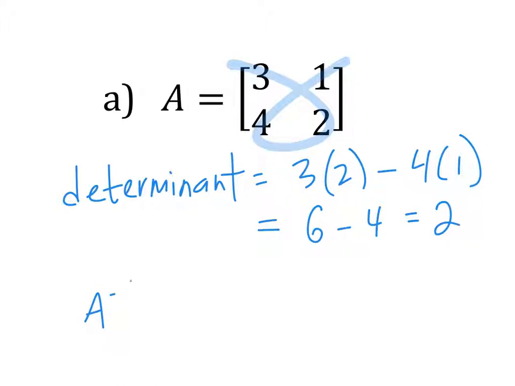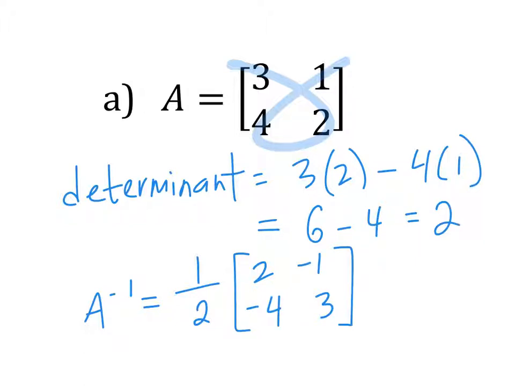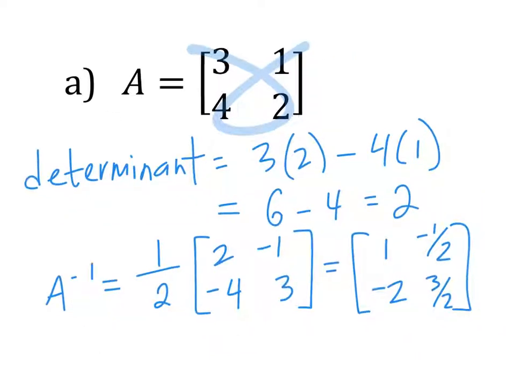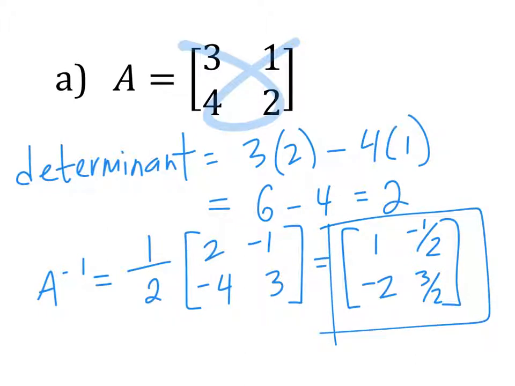Now, if we want to find the inverse matrix, we need to take 1 over the determinant. Which two numbers did we switch? 3 and 2. And which two do we make negative? 4 and 1. Do not switch 4 and 1, just make them negative. The last thing is to take that scalar, 1/2, and multiply it in. So 1, negative 1/2, negative 2, 3/2. And then we're done. That is the inverse matrix of A.